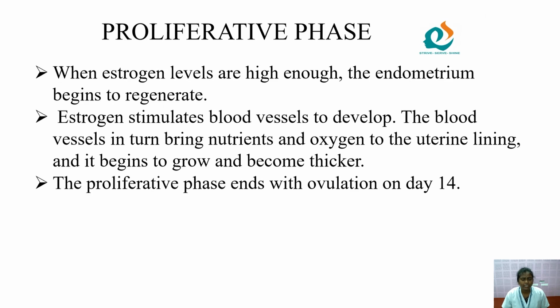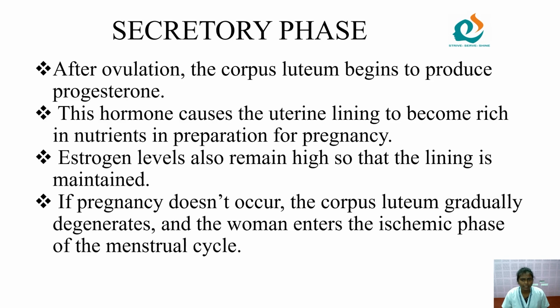Proliferative phase: when estrogen levels are high enough, the endometrium begins to regenerate, and estrogen stimulates blood vessels to develop. The blood vessels in turn bring nutrients and oxygen to the uterine lining, and it begins to grow and become thicker. The proliferative phase ends with ovulation on day 14. Then we move on to the secretory phase.